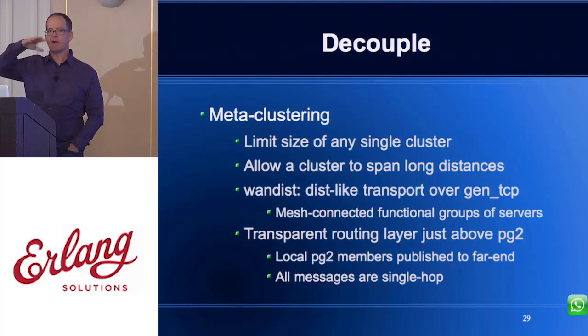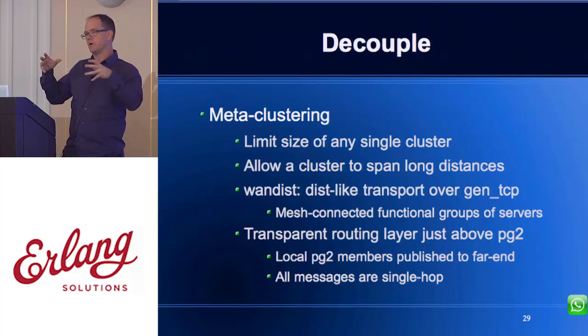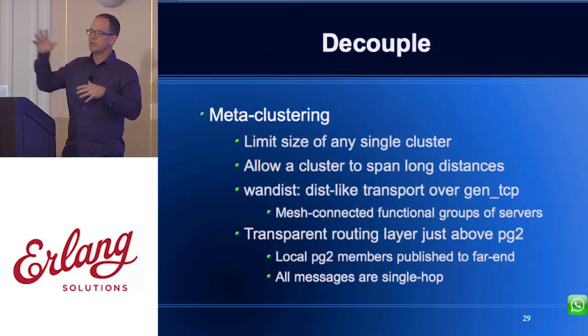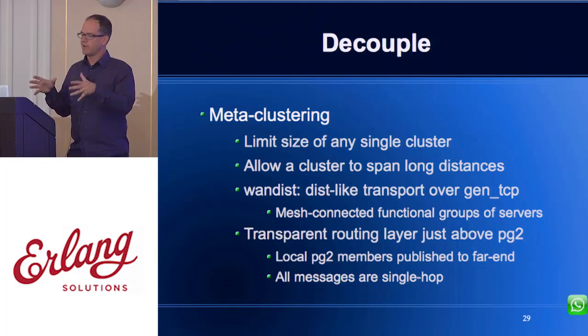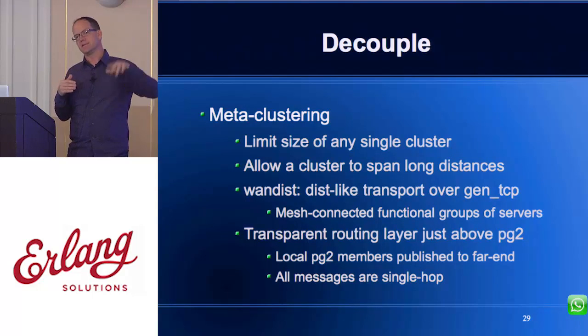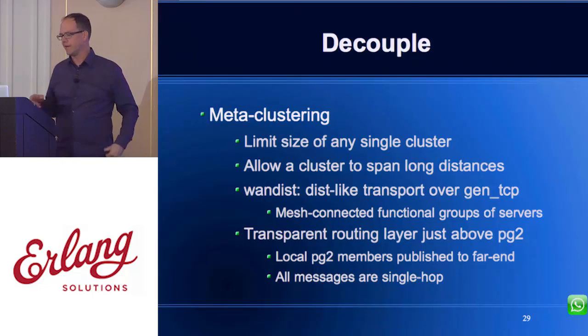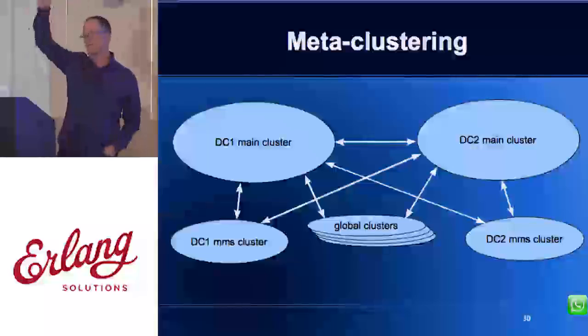And we use a transparent routing layer just above pg2 to determine, if we have a lookup for a particular pg2 group, whether to look in the local pg2, is it on the current cluster, or it can look at each of the other WAN dist connections it has, and it says, oh, I see this group on this WAN dist connection, and it can forward it across. And it's all just single hop routing. There's no multiple hops to get through this thing.